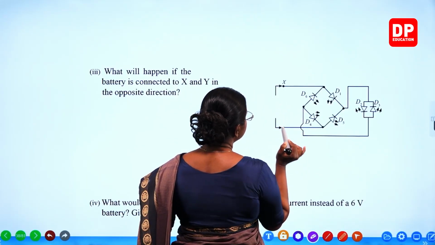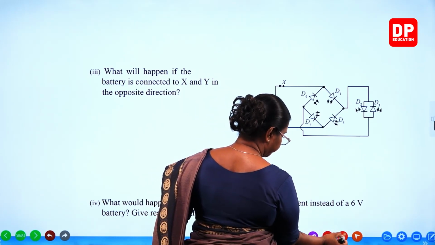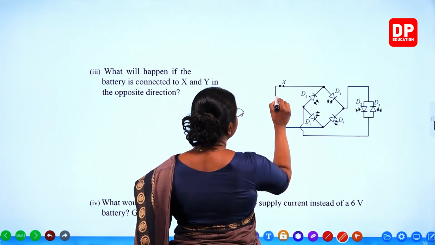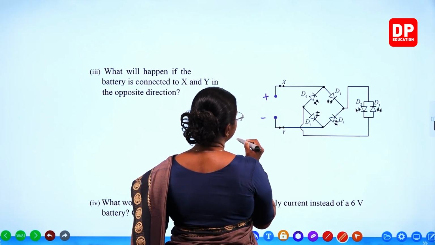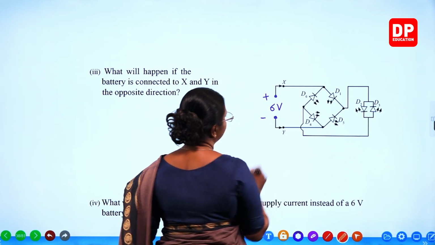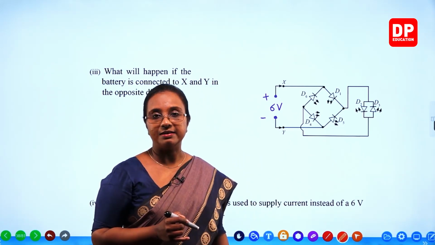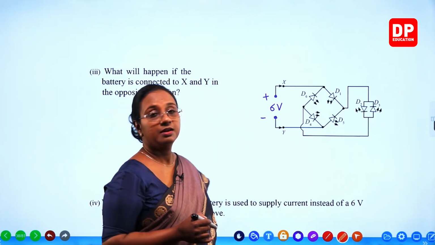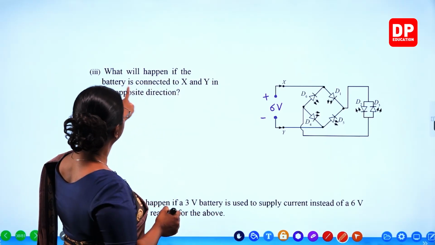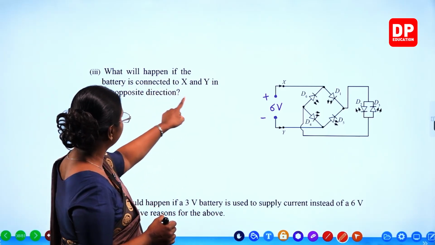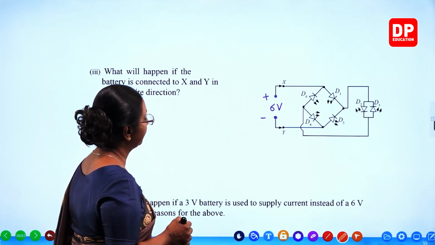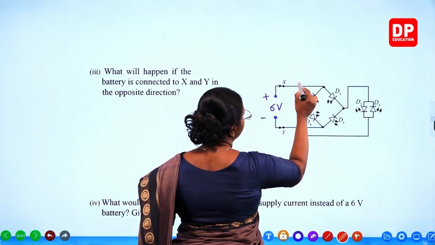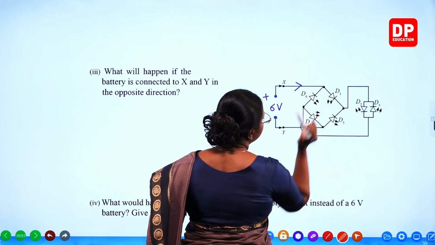can change the bulbs. So here, this is going to be the positive terminal, that is going to be the negative terminal, and here again we are going to supply a 6 volt battery. So that is how the change is going to take place. What will happen if the battery is connected to X and Y in the opposite direction? So now what will happen? You can see current will flow through X. It will come to this point.